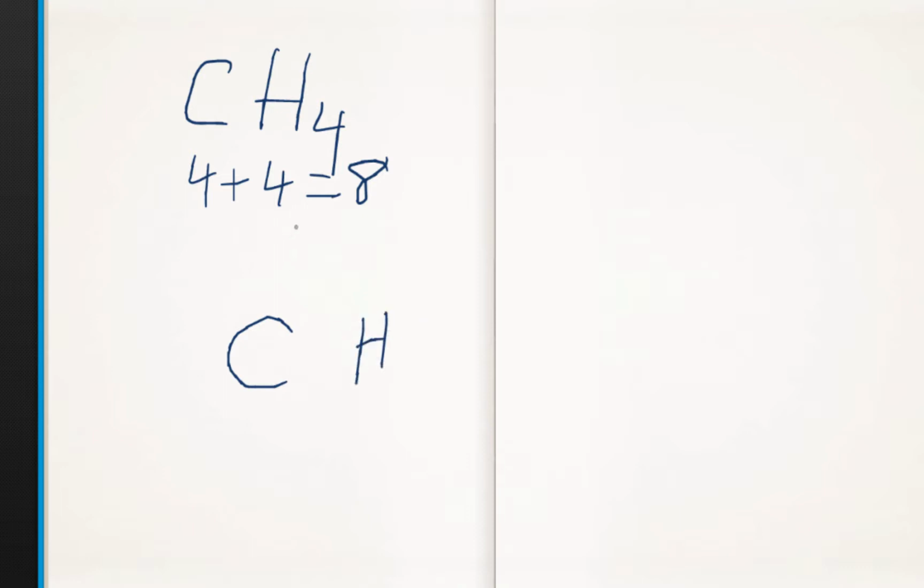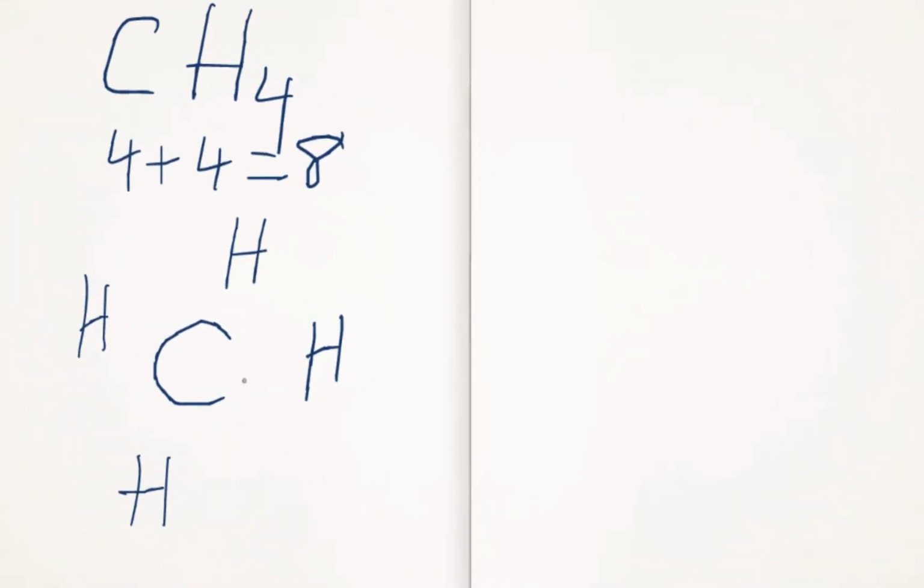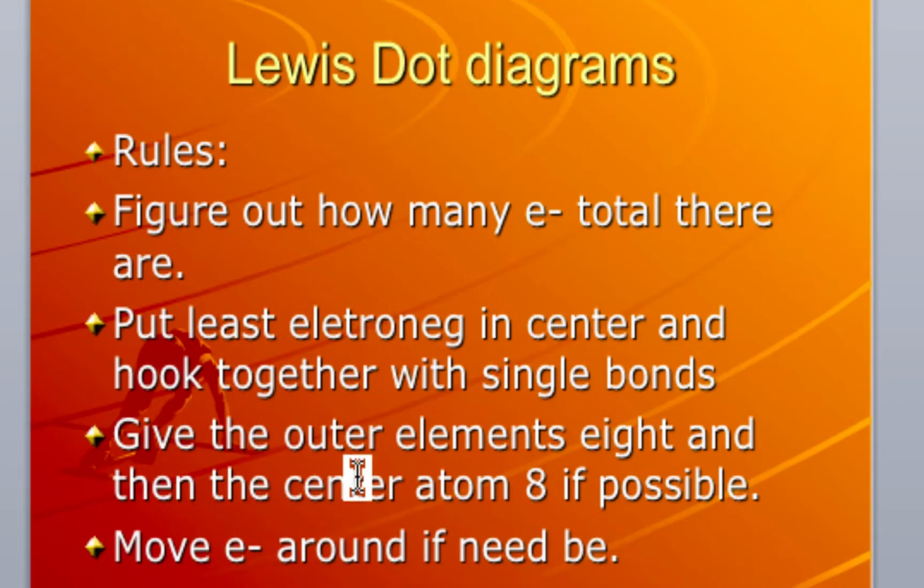It doesn't have to be in any certain form or shape or anything like that. I'm just going to kind of space them out. It's unimportant at this point exactly where you put them. The geometry comes later. I've got carbon in the middle, everybody else around it. Hook everybody together with single bonds and give the outer elements 8, or make them happy if need be.